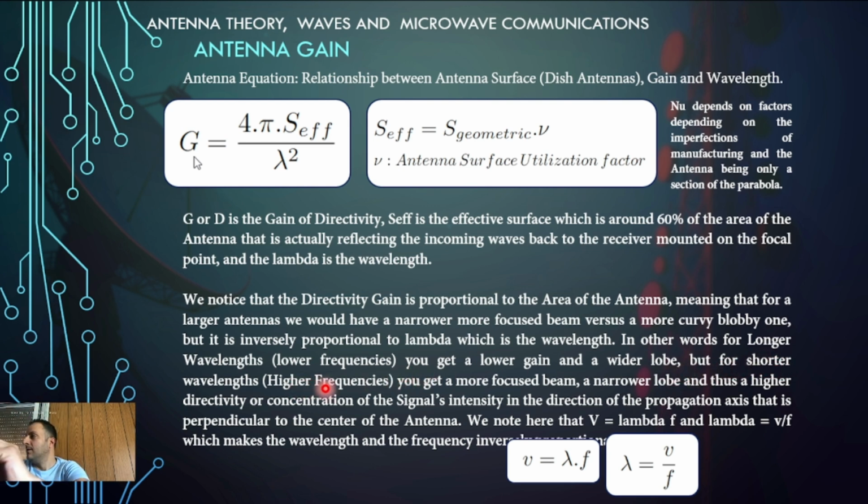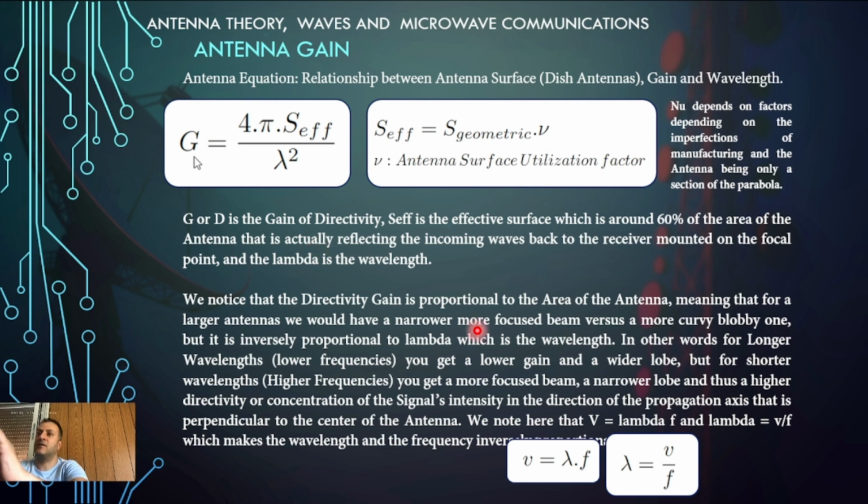So for shorter wavelengths or higher frequencies, you would have a higher gain of directivity, because wavelength is inversely proportional to the gain of directivity, which means for longer wavelengths, you would have a wider beam, not focused or laser. That's why, by the way, lasers are very linear signals. The beam is very focused, like a tube, almost like a line.